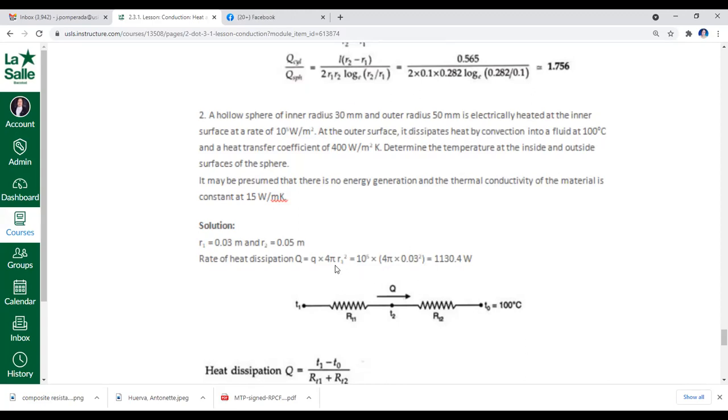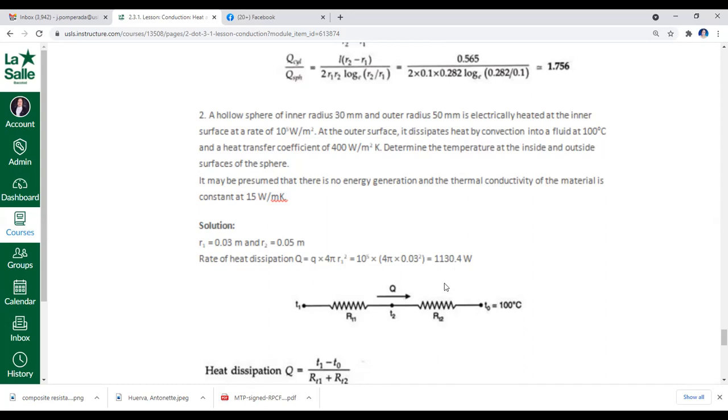So in this case, we use this one. We use the given heat flux and multiply it with the surface area using the inner radius of your sphere. And that would give you this particular amount of heat that is being transferred from the annular space, from the hollow region of your sphere to the outermost region of your sphere.